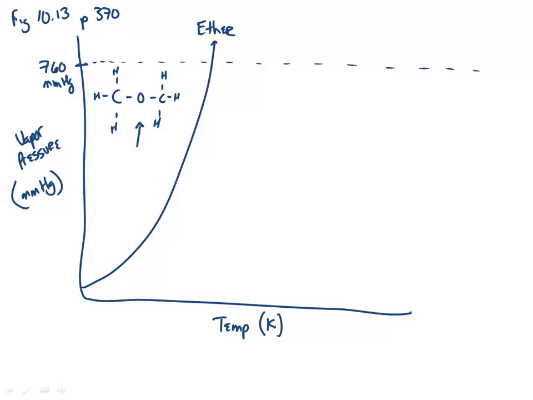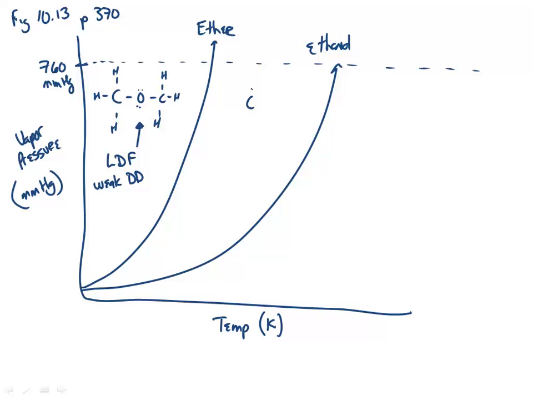And so notice that this really only has London dispersion forces and very weak dipole-dipole due to that oxygen bond. I can compare that to, for instance, ethanol, which has a similar formula to it, but instead of having that oxygen in between the carbons, we have an OH group. That means I have London dispersion forces, LDF, and of course very strong dipole-dipole, and we actually call that a hydrogen bond due to that OH group.